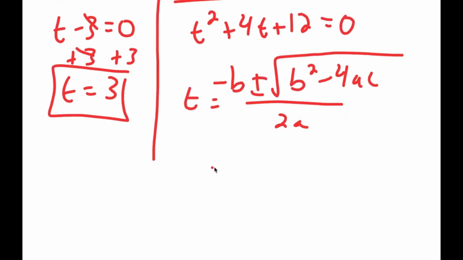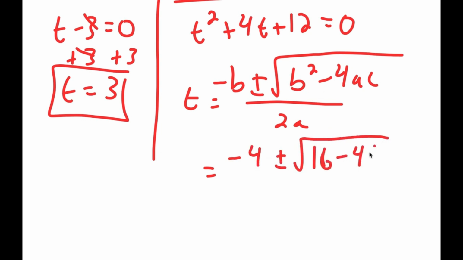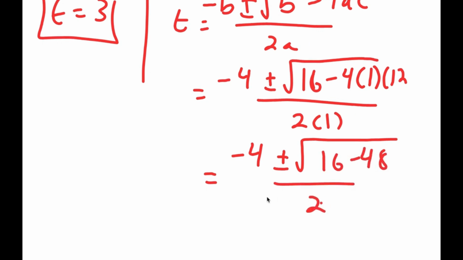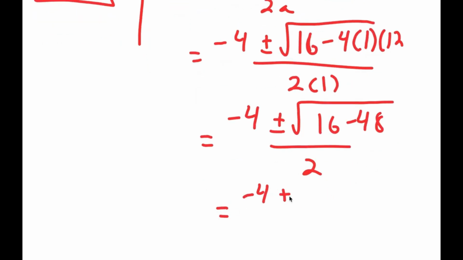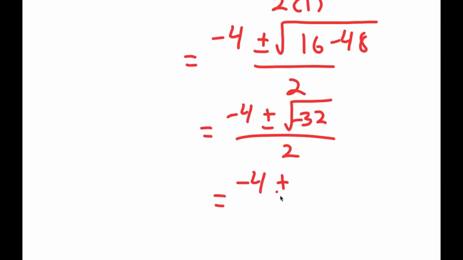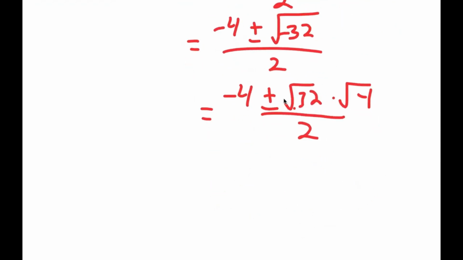So I get negative 4 plus or minus the square root of b squared, so 4 squared, which is 16, minus 4 times a, which is 1, times c, which is 12, all over 2a, so 2 times 1. And this is equal to negative 4 plus or minus the square root of 16 minus 48 over 2, which is equal to negative 4 plus or minus the square root of negative 32 over 2. And this is equal to negative 4 plus or minus the square root of 32 times the square root of negative 1 over 2.